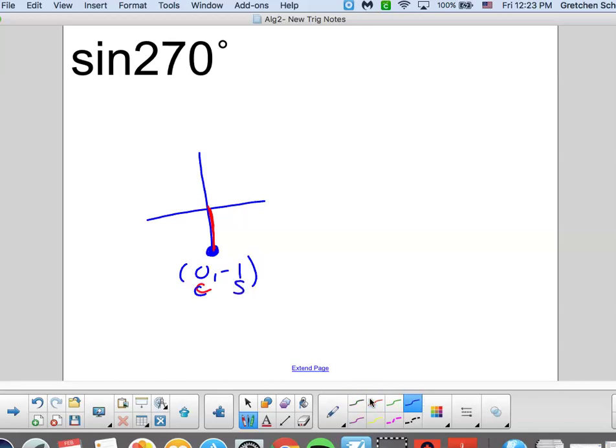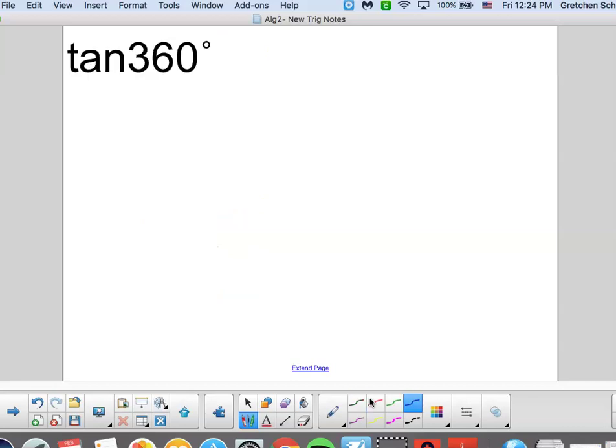So if you are on one of the corners, you write down the ordered pair. The first one is always your cosine. The second one is always your sine. So the sine of 270 is -1. So it's just remembering that order. Remember these go in alphabetical order. C comes before S. So cosine is the first number, sine is the second number. All right.